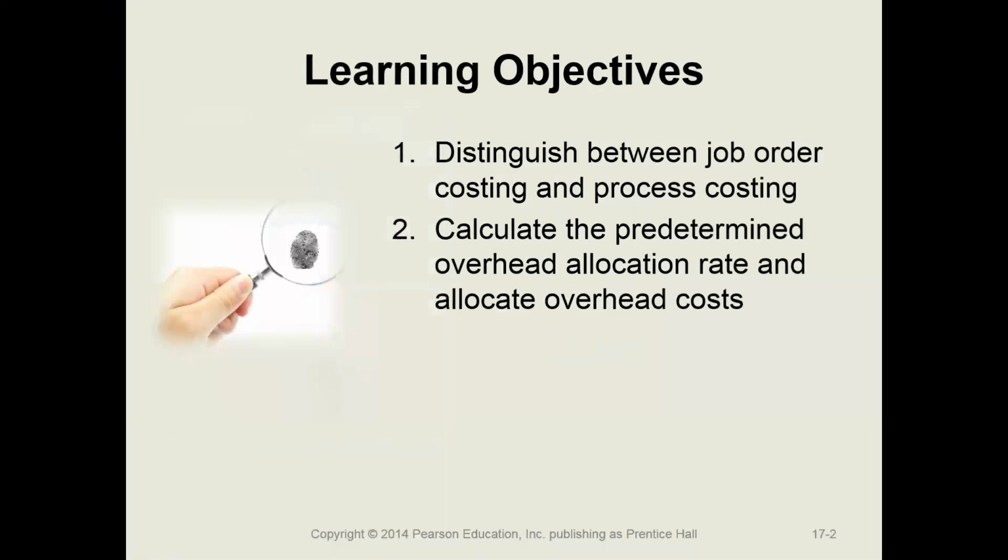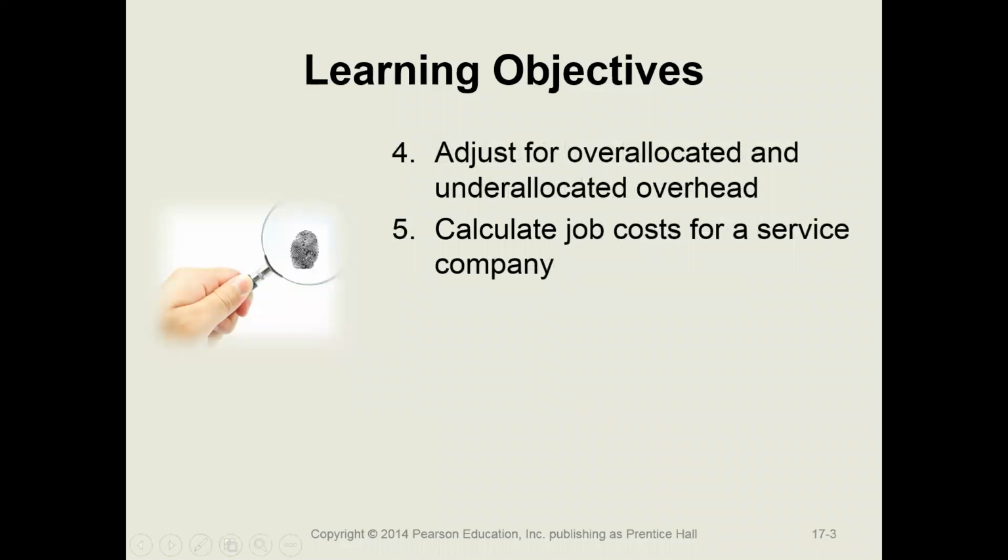In this chapter, we're going to first distinguish between job order costing and process costing, which are two main methods of costing or categorizing costs. Then we're going to calculate predetermined overhead allocation rates and then allocate overhead costs to projects or jobs. We'll look at the concept of over and under allocated overhead. And then finally, we'll look at job costing for a service company.